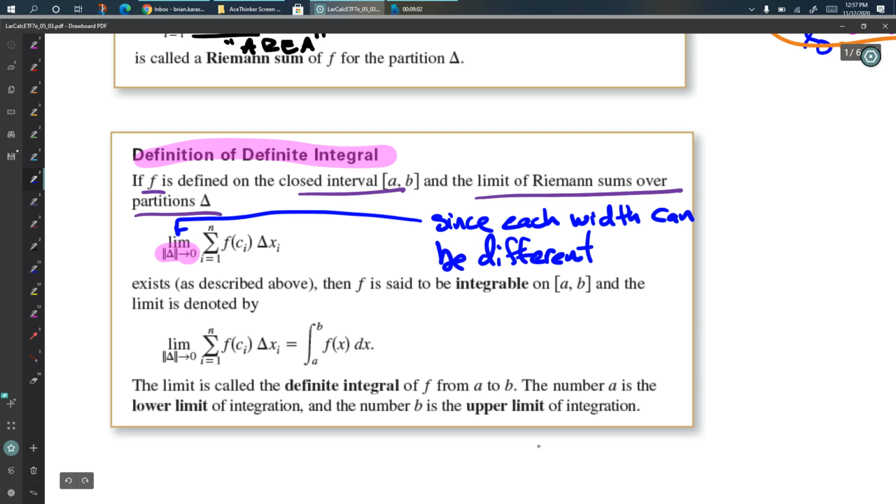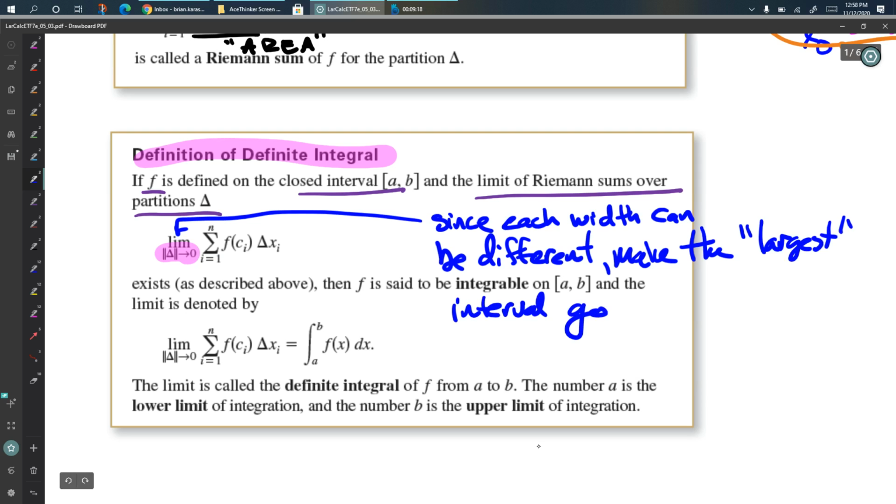since each width for every interval can be different, make the largest interval go to zero. Approach a width of zero. And if the largest width goes to zero, then all the smaller ones have to be there too. So that's all this is saying right here. This is just saying, chop it up into so many pieces that the biggest one approaches zero.